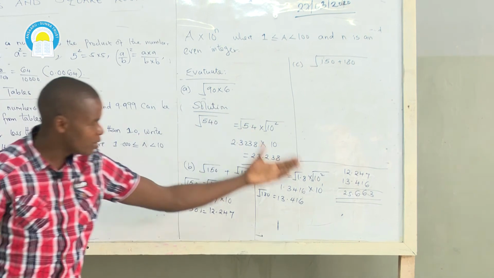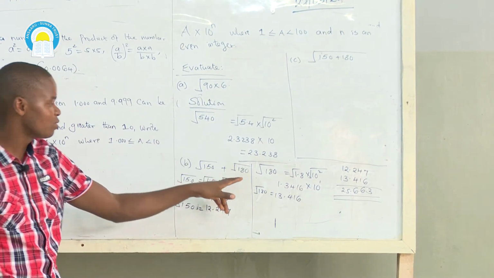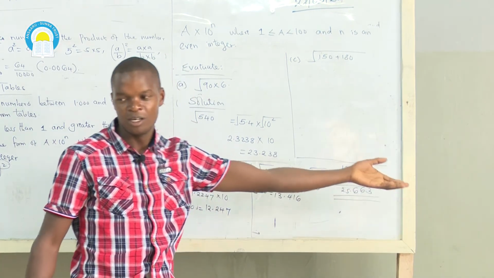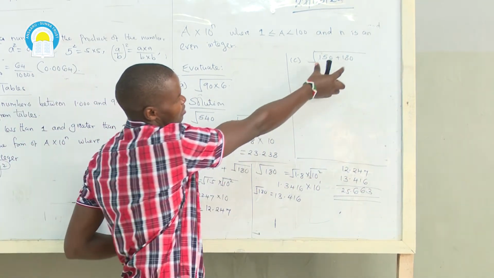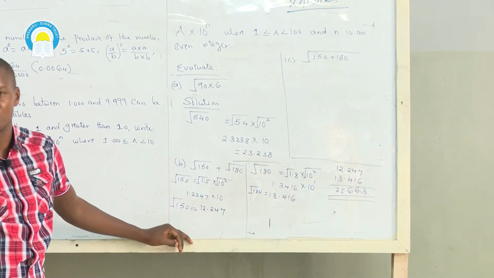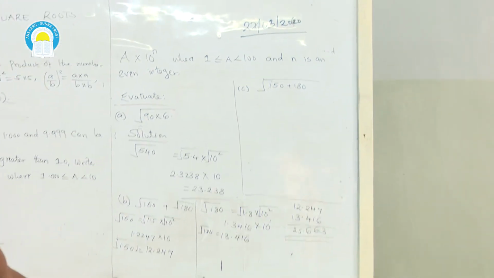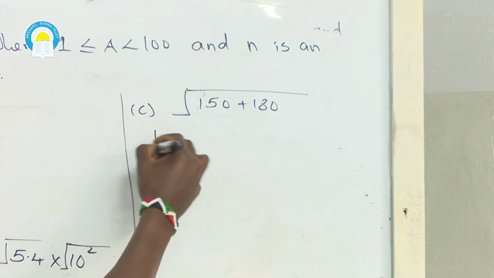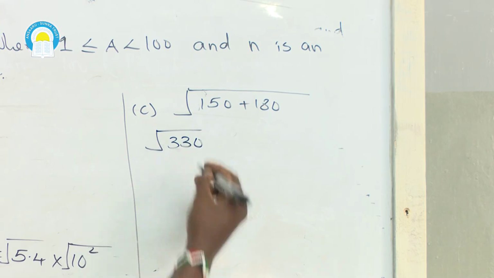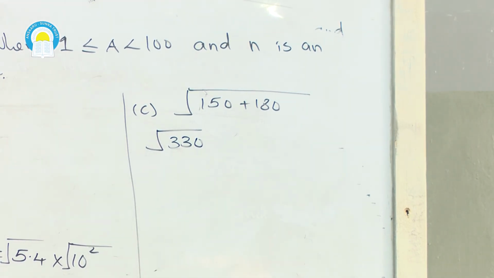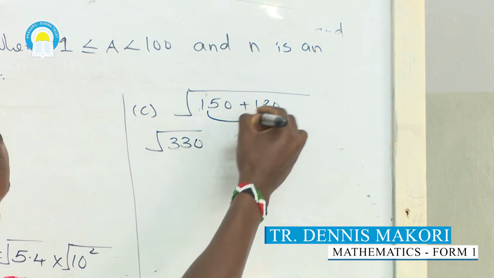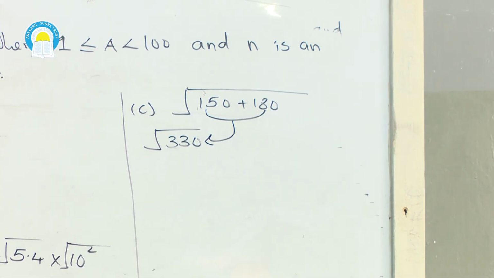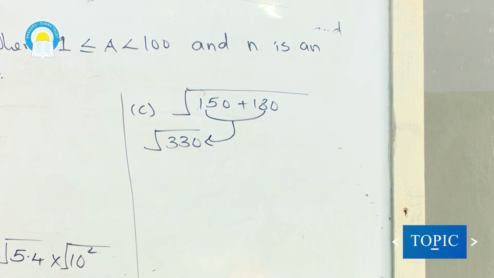Now, let us confirm whether the square root of 180 plus the square root of 150 is the same as the square root of 150 plus 180. So in this case, first of all, add these values under the square root. What's 150 plus 180? You don't have to use a calculator to find this. You can just add, whereby the answer is the square root of 330. 180 plus 150 is 330. First of all, you find the sum of these two. So that's where we find 330 from. Because you may ask, where did we find 330? It's just 150 plus 180.